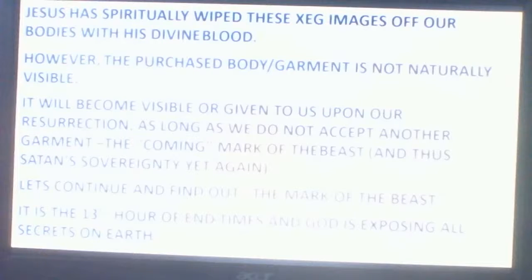However, the purchased body or garment is not naturally visible. It will become visible or given to us upon our resurrection, as long as we do not accept another garment, the coming mark of the beast, and thus Satan's sovereignty yet again. Let's continue and find out the mark of the beast. It is the 13th hour of end times, and God is exposing all secrets on earth.